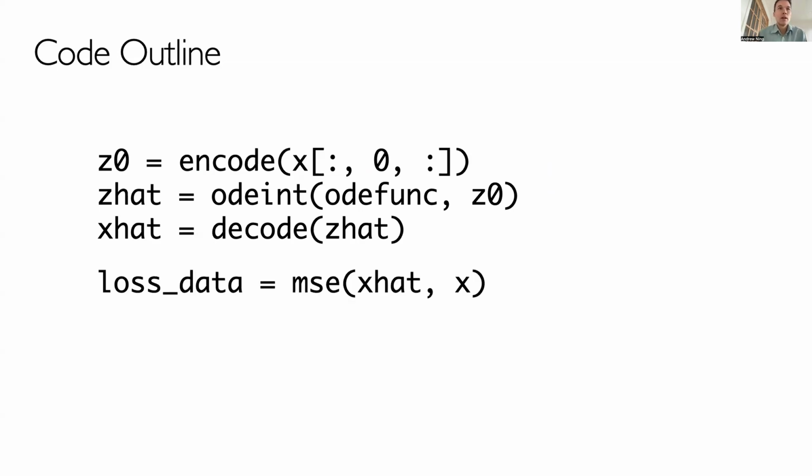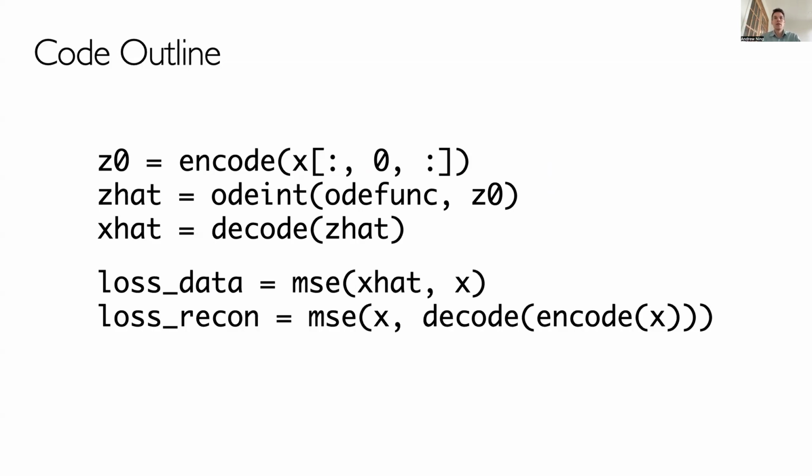So I've got two loss terms. One is the mean squared error. I want the X hat that I predicted to match my X. And I also want my autoencoder to be effective. So if I pass in X, and notice this is not just passing in my initial condition X, I'm passing in all the trajectories X, encode, decode, I want that to give me a good representation of my original X.